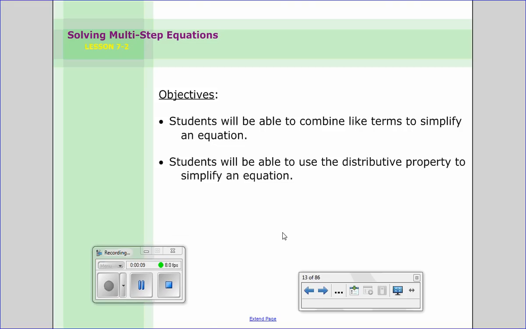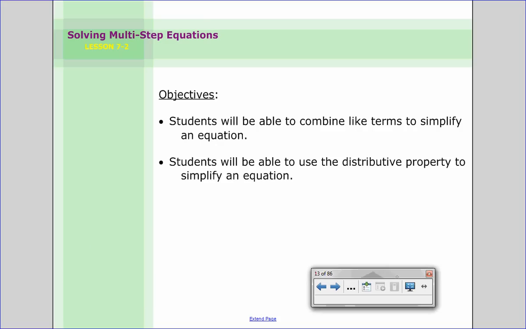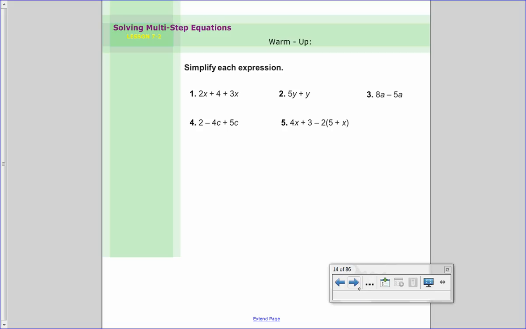Last night we looked at how to solve 2-step equations. So this time we're going to learn how to solve 3 to even 4-step equations. So our objectives tonight are you will be able to combine like terms to simplify an equation, and you're also going to be able to use the distributive property to solve an equation.